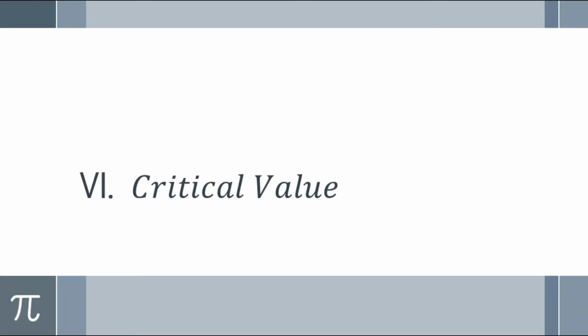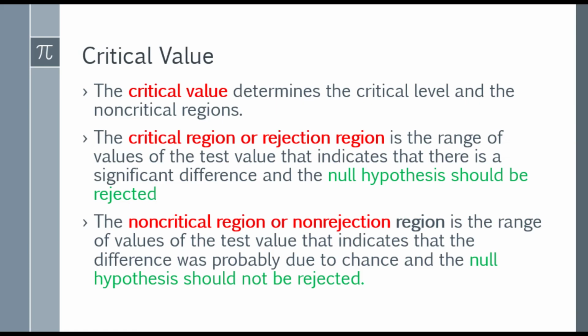Okay, moving on. How about critical value? So critical value naman, critical value determines the critical and the non-critical regions. So, critical region naman or rejection region is the range of values of the test value that indicates that there is a significant difference and the null hypothesis should be rejected.